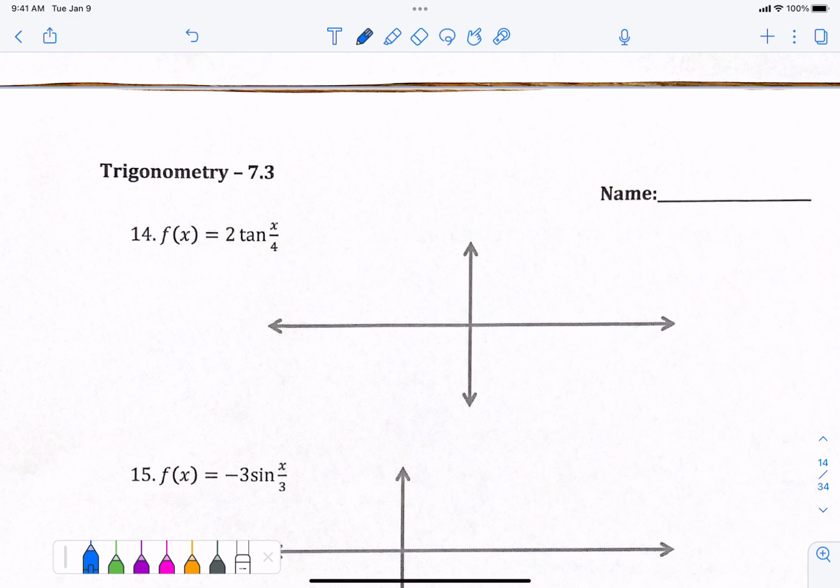Hey Libby and whoever else is watching this, we're going to go through 14 at least to start with, and 15, the graphing ones, on 7-3 homework, and here it is.